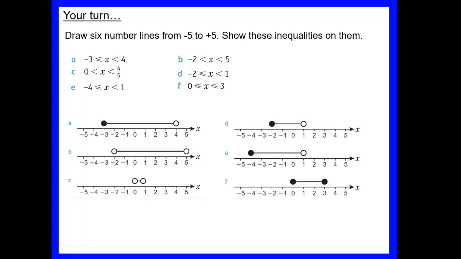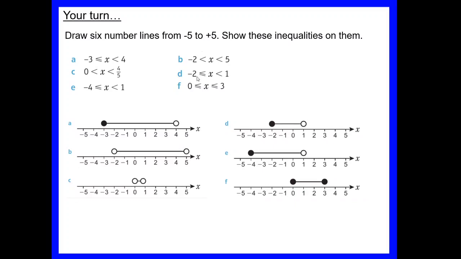Okay, so the solutions for these ones then. Our first one for A, from -3 to 4, we've got a solid circle at -3, a hollow circle at 4, and our line in between. For B, from -2 and 5, there's no equal signs at all, so they should both be hollow circles, our line between. For C, 0 to 4/5, again hollow circles for both. So 0 and 4/5 is just a little bit less than 1, and our line between.